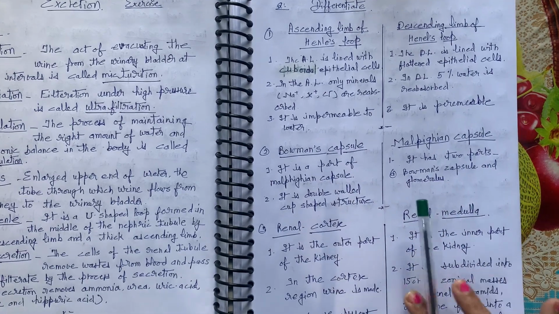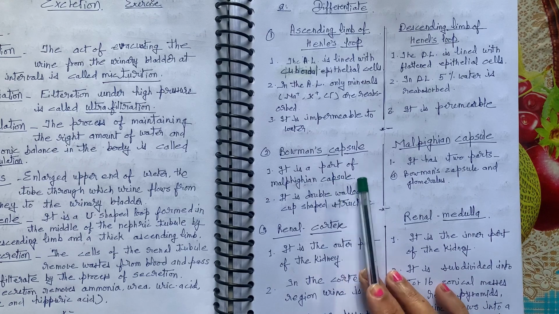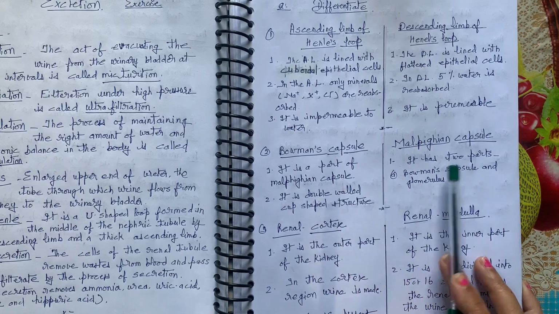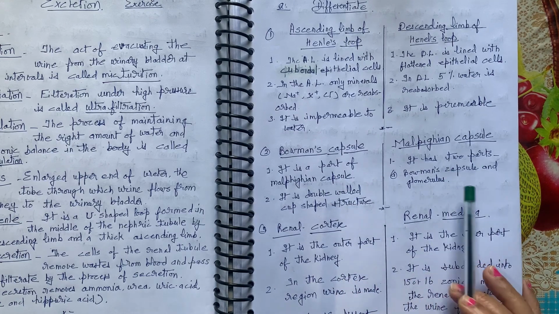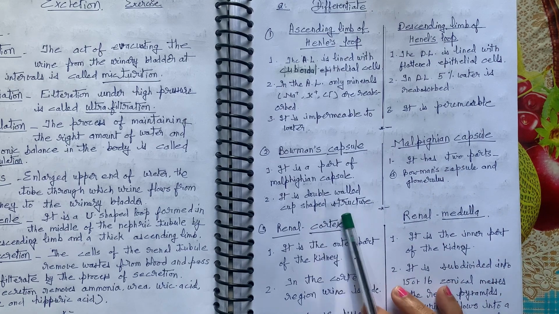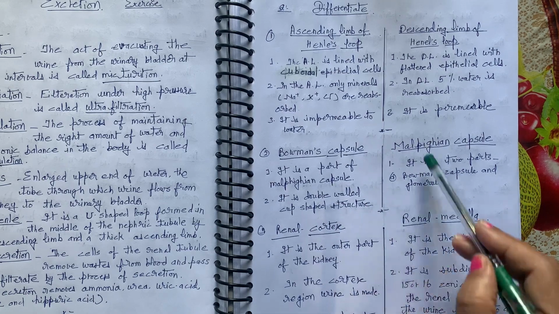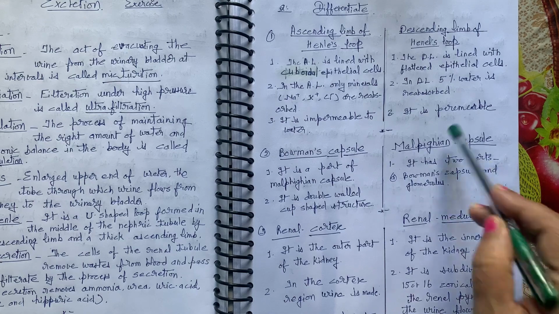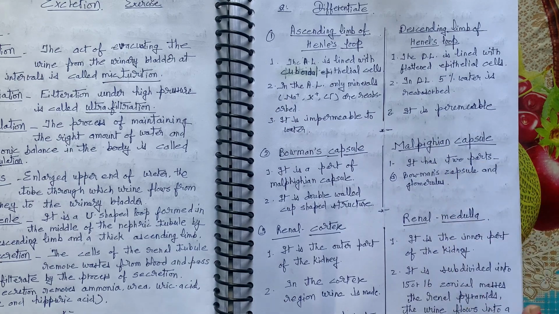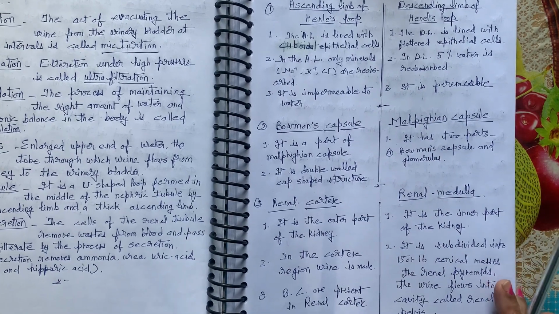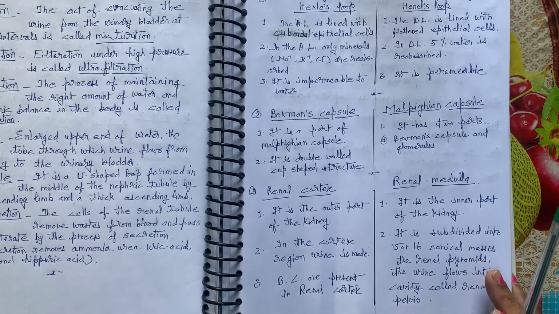Right? Bowman's capsule and Malpighian capsule. Bowman's capsule is a part of the Malpighian capsule, and the Malpighian capsule has two parts, Bowman's capsule and glomerulus. It is a double-walled cup-shaped structure. Glomerulus and Bowman's capsule together form the Malpighian body or Malpighian capsule.